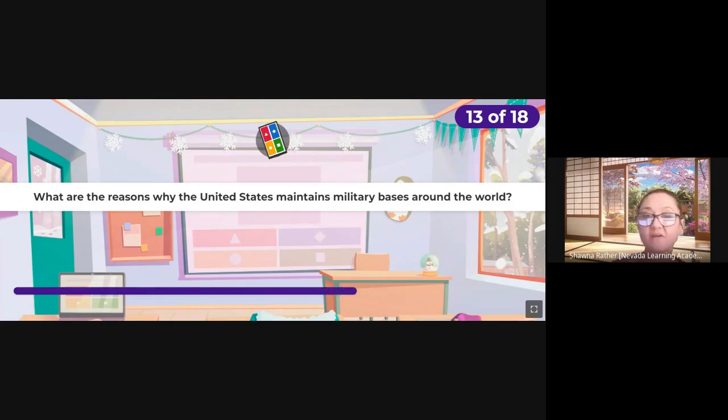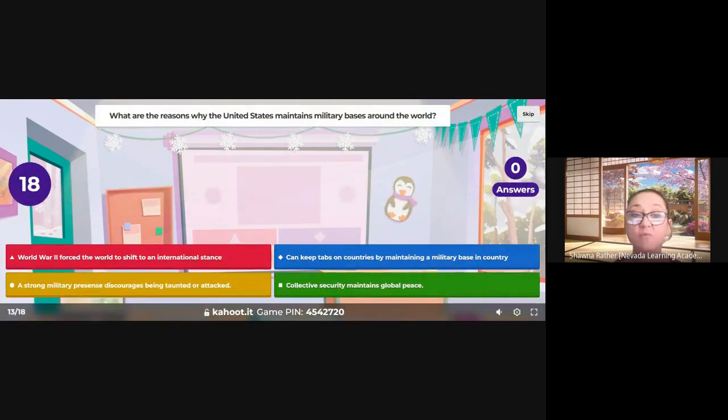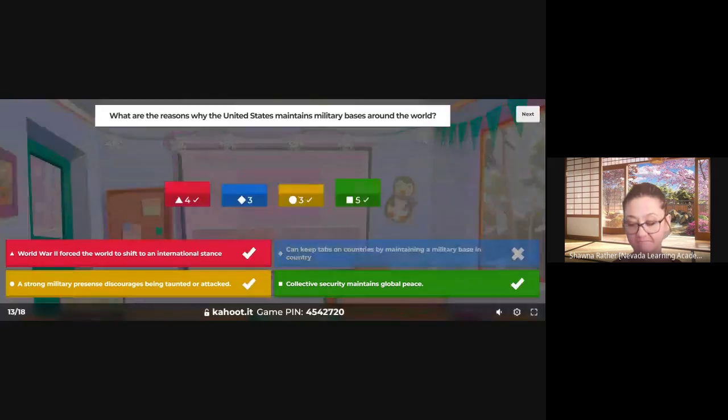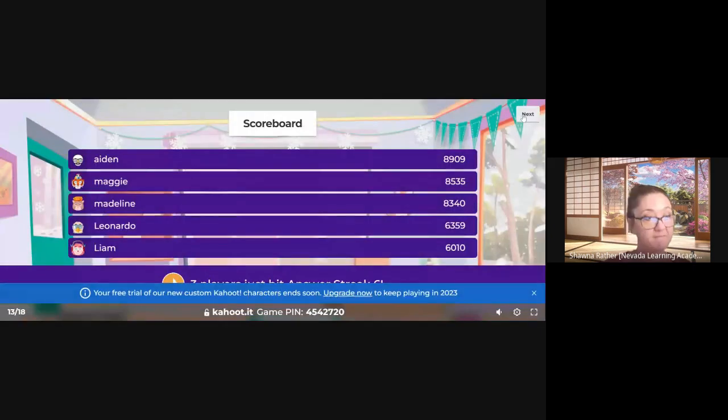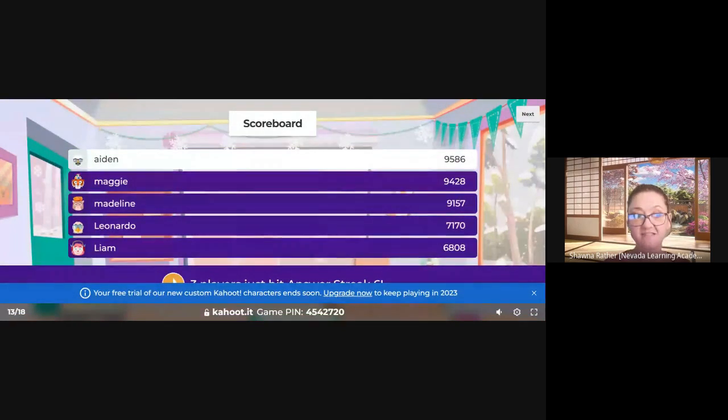What are the reasons why the U.S. maintains military bases around the world? Multiple ones. So, shift to international stance after World War II. Having a strong military presence discourages others, and then collective security, right? Aiden's still in the lead.